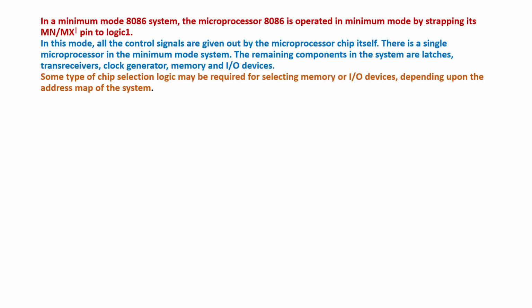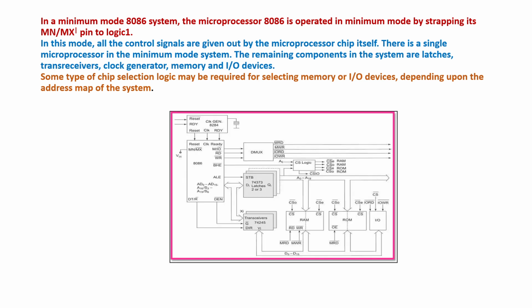Now, in the minimum mode of the 8086 system, the microprocessor 8086 operates in the minimum mode by strapping its MN/MX bar pin to logic 1. Some types of chip selection logic may be required to select the memory or IO devices depending upon the address maps of the system. So this is the diagram, and I'm explaining the diagram in the next slide step by step.